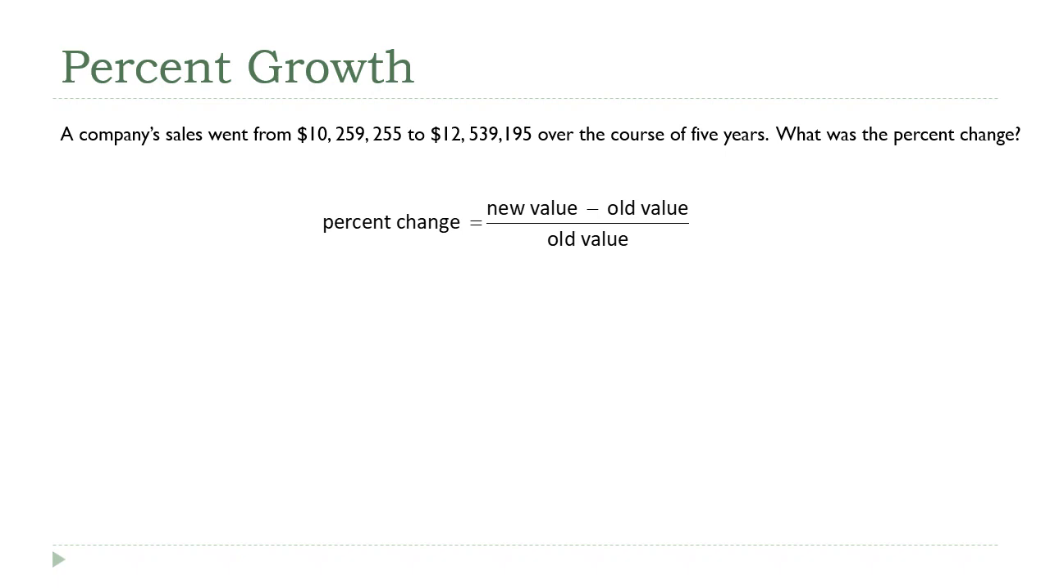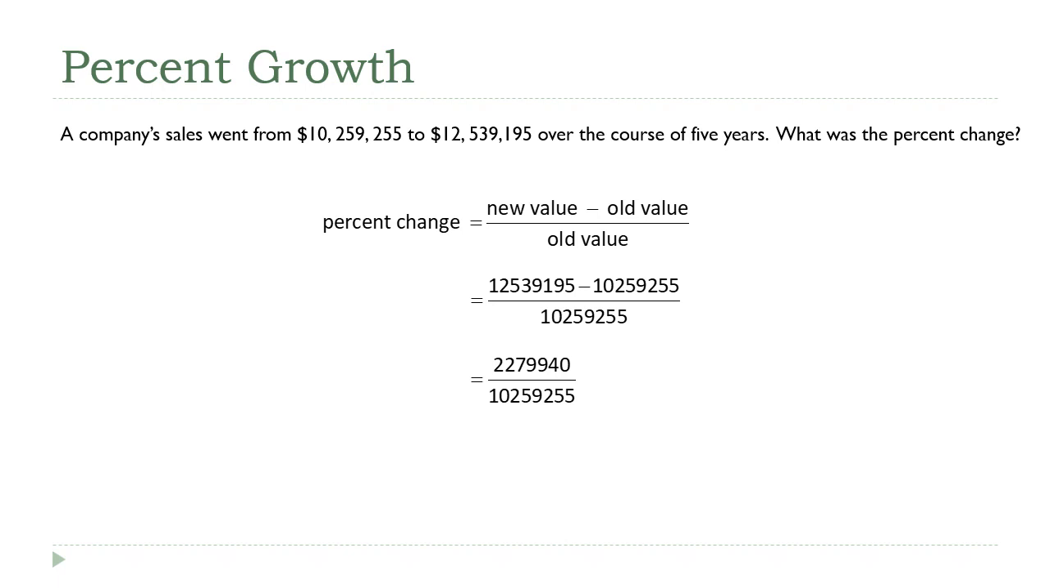Okay, so we've got our formula here, and we talked about this before. The key thing is being sure you're clear on who is new versus who is old. So the new value is going to be the 12 million figure. The old value is going to be the 10 million figure. So if I substitute those numbers in, we get this expression here, 12.5 minus 10.2 over the 10.2 figure, and now it's just working with your calculator.